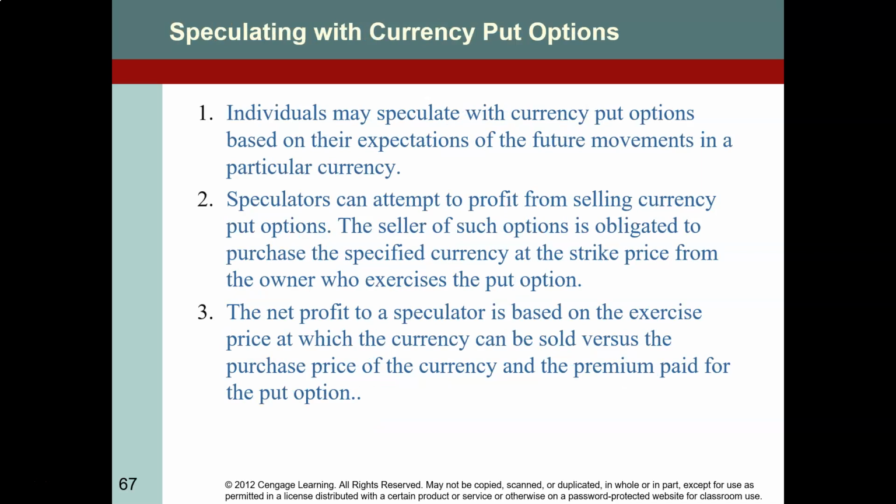Individuals may speculate with currency put options based on their expectations of the future movements in a particular currency. Speculators can attempt to profit from selling currency put options. The seller of such options is obligated to purchase the specific currency at a strike price from the owner who exercised the put option. The net profit to a speculator is based on the exercise price at which the currency can be sold versus the purchase price of the currency and the premium paid for the put option.